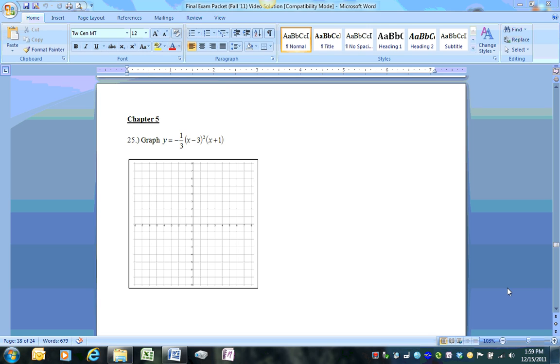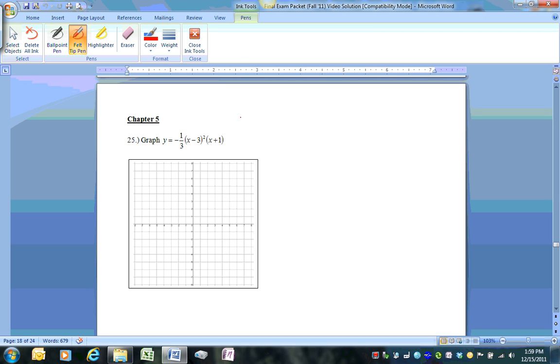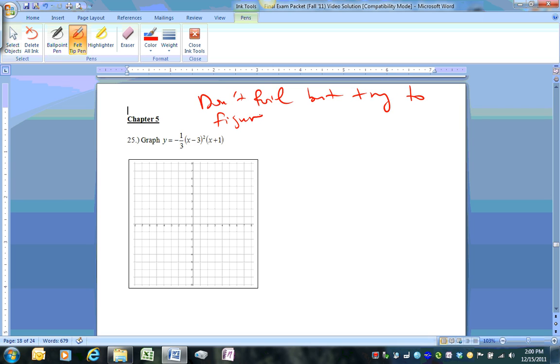For number 25, what we have here is a polynomial equation we need to graph. The key thing here is to identify the leading coefficient. So don't FOIL, but try to figure out what the leading coefficient is.